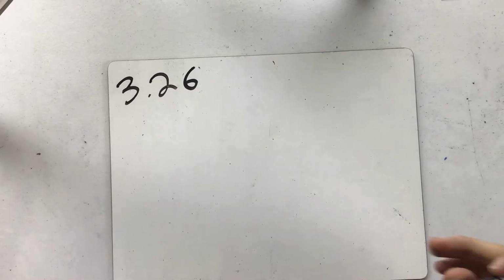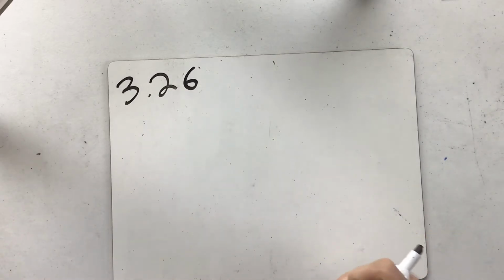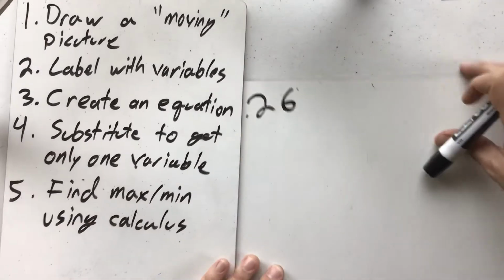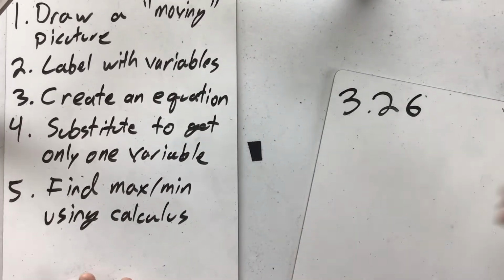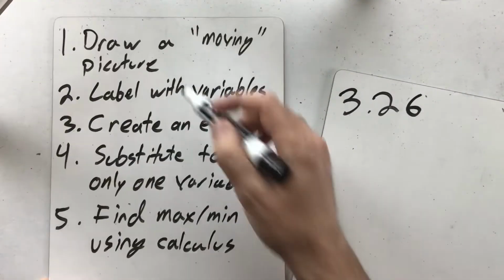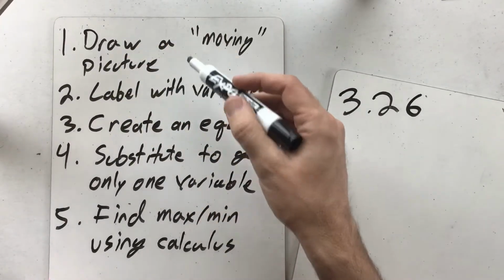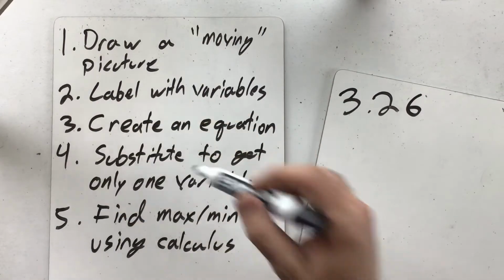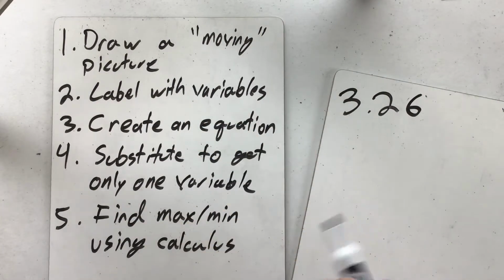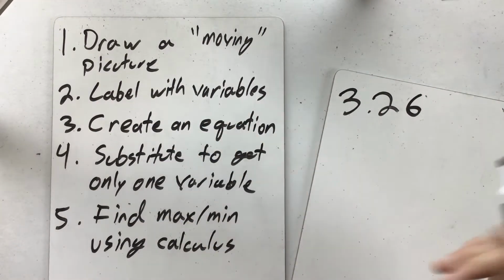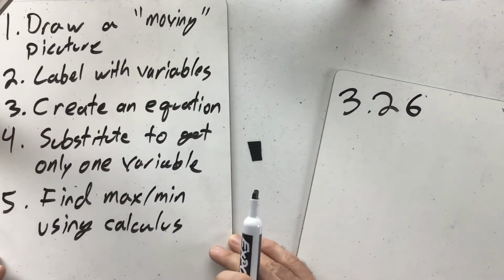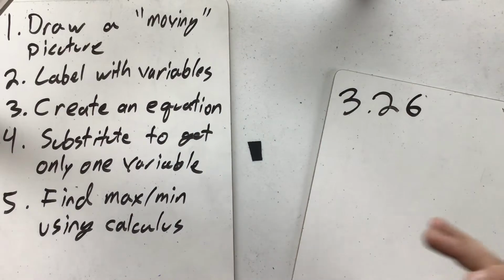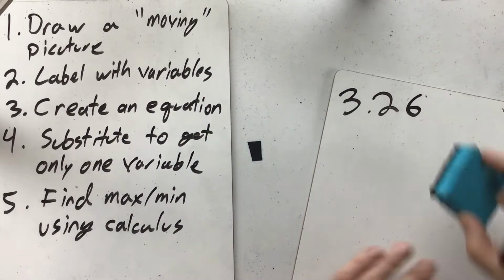Well, if we're going to do this, we need to follow our basic principles, which are to draw a moving picture of our problem, label it with some variables, create an equation, substitute until we get only one variable, and then find a max or a min. It turns out we won't have to do number 4 because it's going to be pretty obvious what that substitution is. I think. Actually, maybe not. It depends on how we think about the problem.